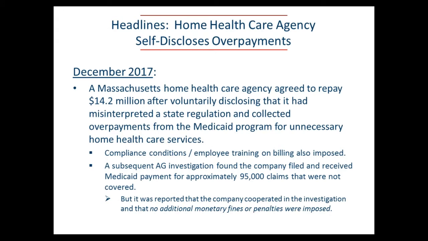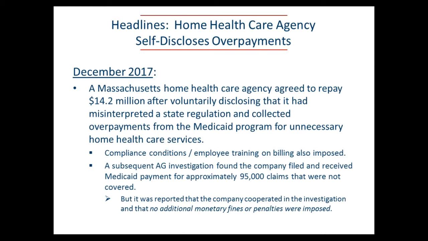And other providers, of course, are on the hook as well to follow these rules. One recent example, back in December of last year, a home health care agency in Massachusetts had to pay more than $14 million. The reason I wanted to point out this slide is a little bit different. The agency actually voluntarily disclosed that due to a misinterpretation of a state regulation, it actually collected these significant overpayments from the Medicaid program for unnecessary services.